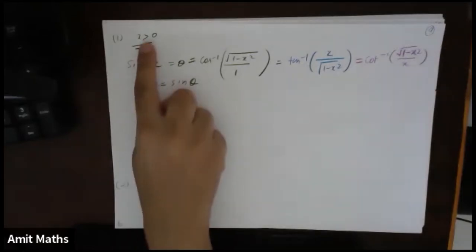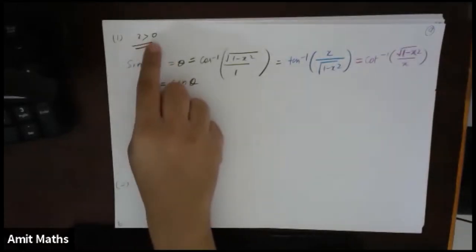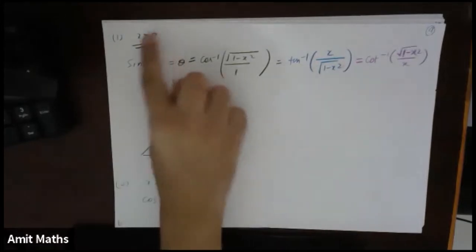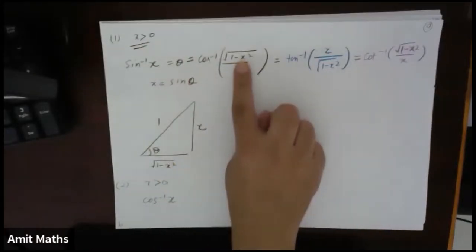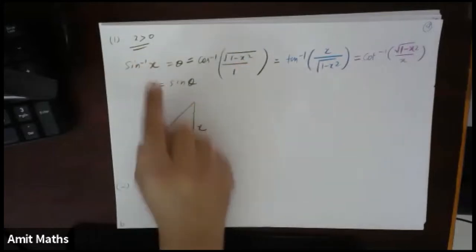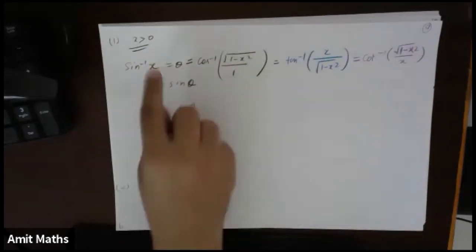But if x is greater than 0 and I am writing sine inverse, obviously x is also less than or equal to 1. It is self-implied that x will be less than or equal to 1, otherwise this will become imaginary. But this property is for x greater than 0.